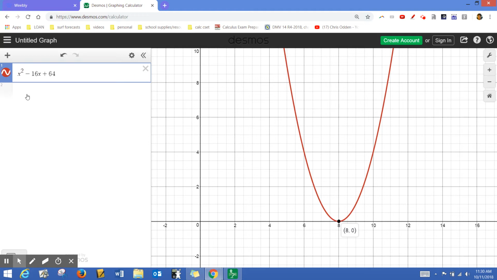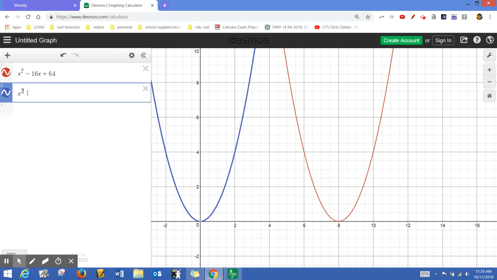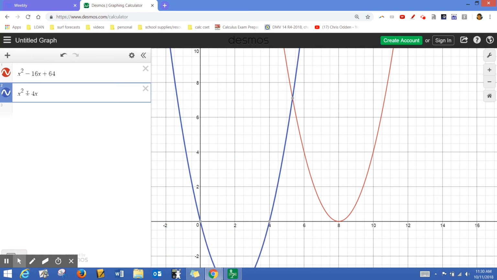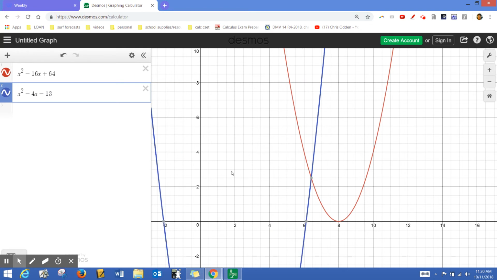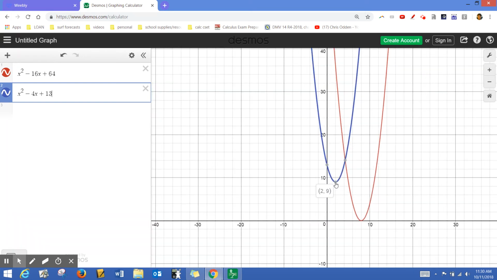That's color-coded as red. The other problem that we just solved was x squared minus 4x plus 13, I'm sorry. Plus 13. Now look at that. How many times does this cross the x-axis? Well, it does cross the x-axis at an imaginary point, okay?